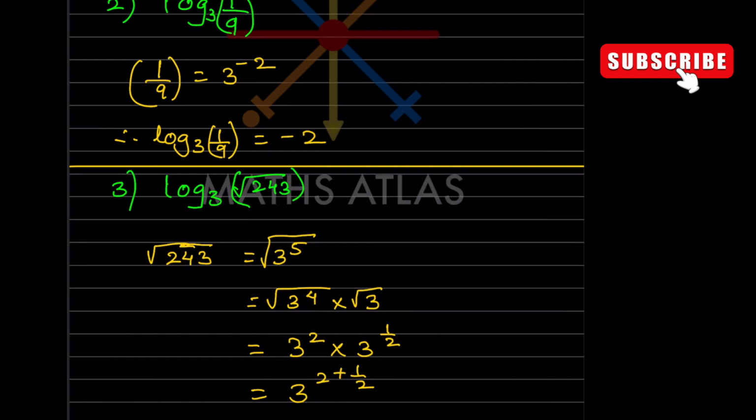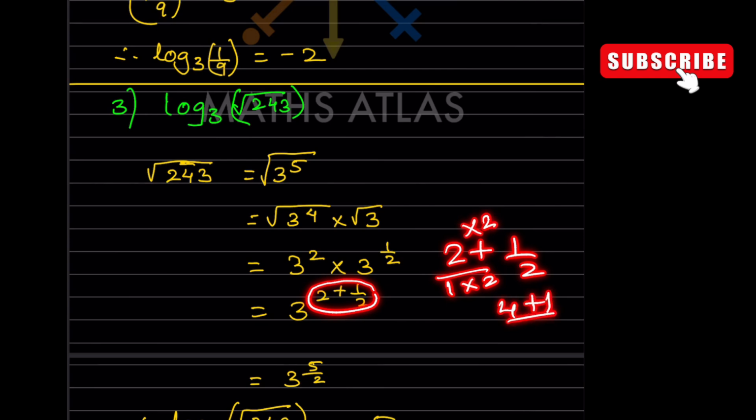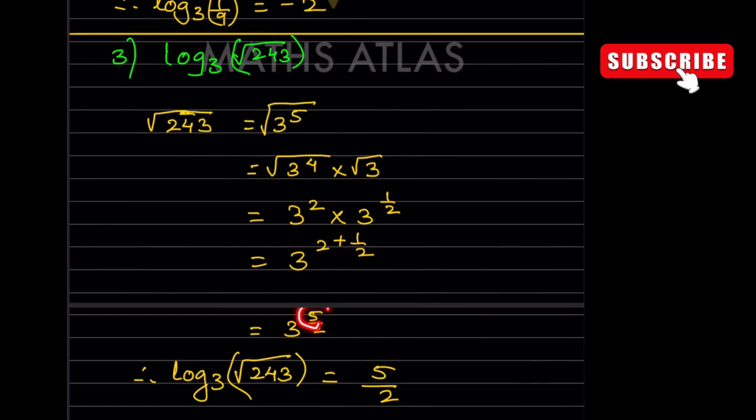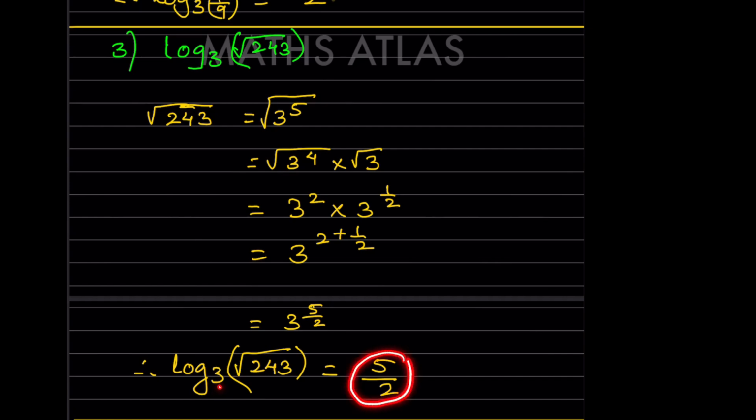So now because you know the exponent rule, a raised to m into a raised to n, that is a raised to m plus n. So here you are going to add the exponents because the base is the same. So this is going to be 2 plus 1 by 2. So you take the LCM of this one. So that will be 4 plus 1 by 2. So that is going to be 5 by 2. So that will be 3 raised to 5 by 2. This is only for root of 243, we got 3 raised to 5 by 2. So now how are you going to write this one? So you will write here therefore log of root of 243 to the base 3, that will be 5 by 2.